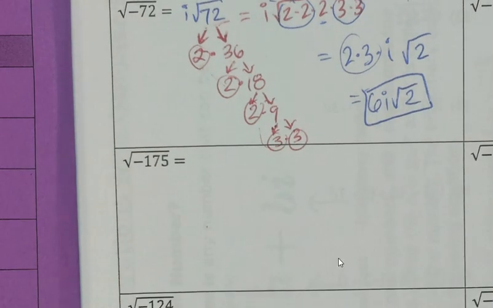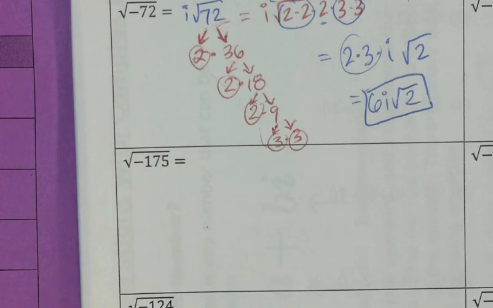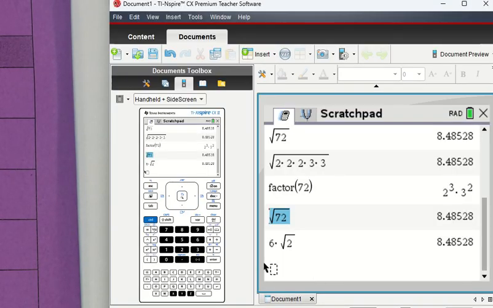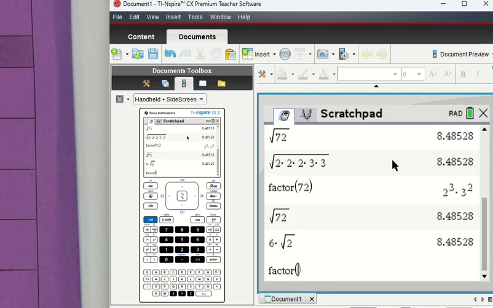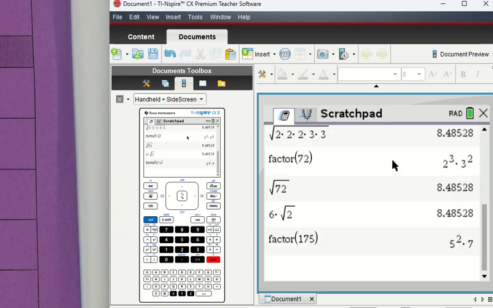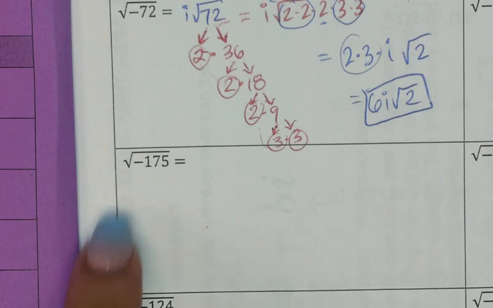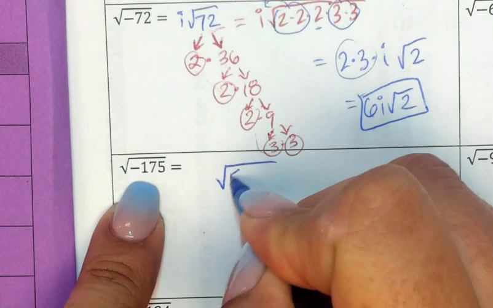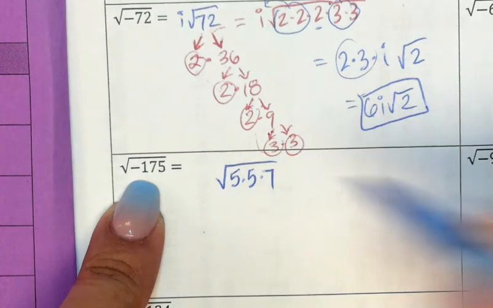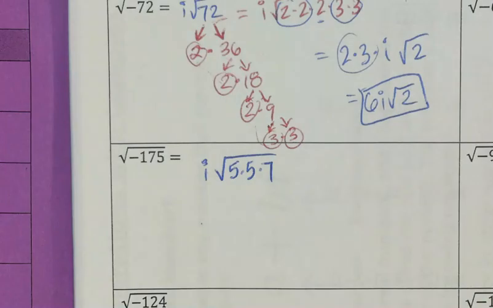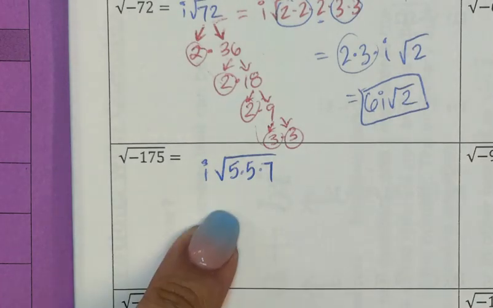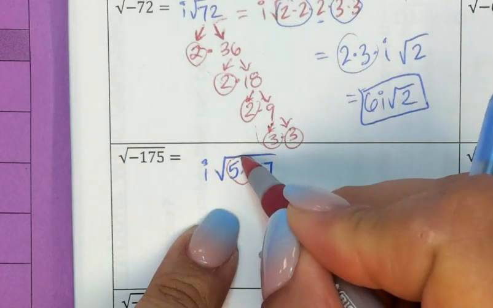Here's another example. Square root of negative 175. I'm going to use the calculator shortcut just to jump into the factors right away. Menu, number, factor, 175. According to this, it is 5 squared times 7, which means that I'm going to write 5 times 5 times 7. And then that negative will be written as an i on the outside. Now we see that the 5s are a pair that comes out.